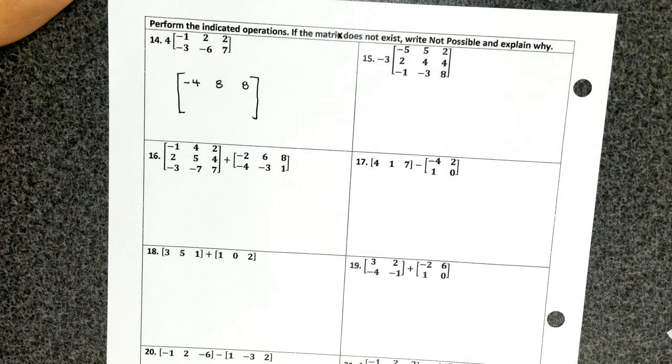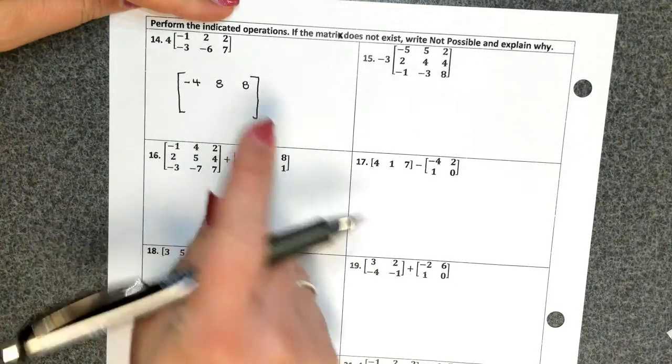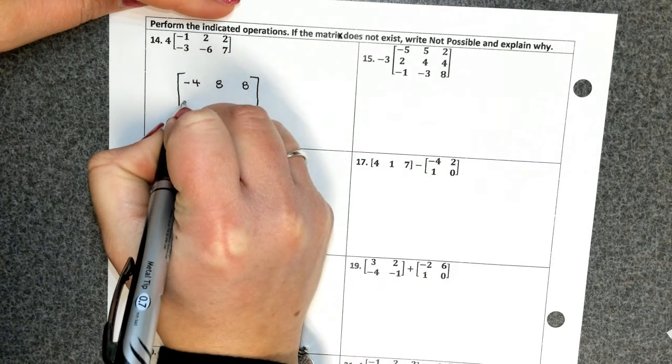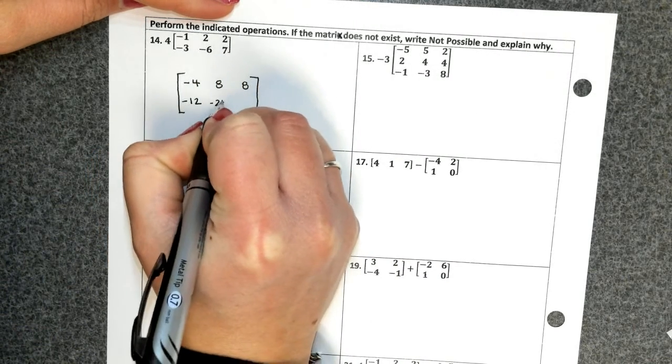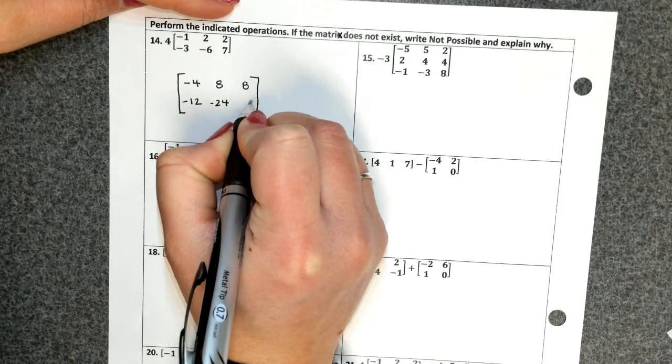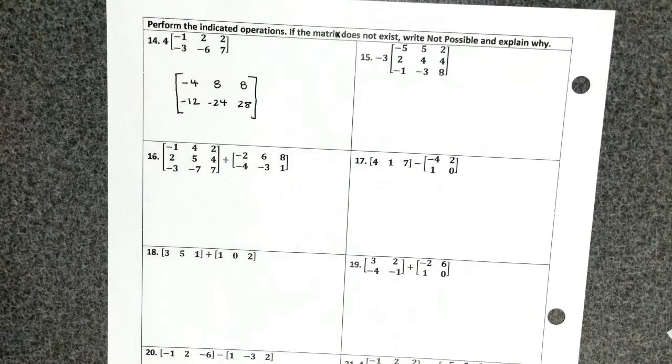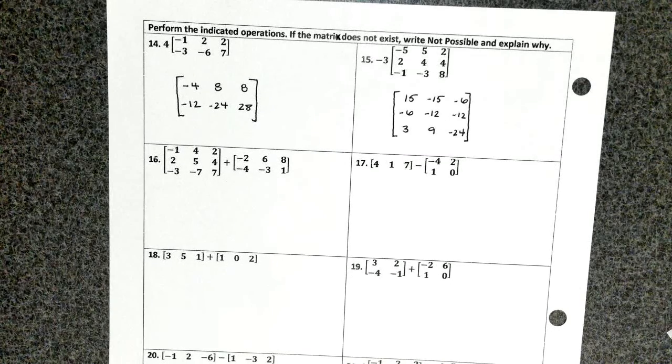Find those bottom 3 numbers. Number 3, what did you get for those bottom 3 numbers? And what was the last one? 28, good. All right, go ahead and try number 15 on your own. All right, so there's what you should get.